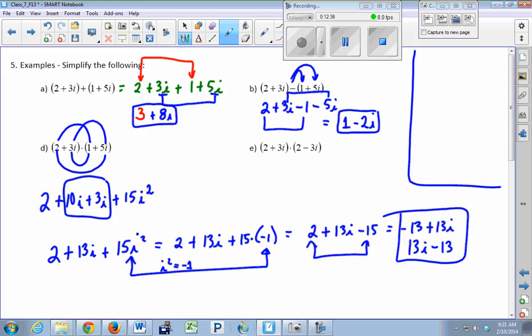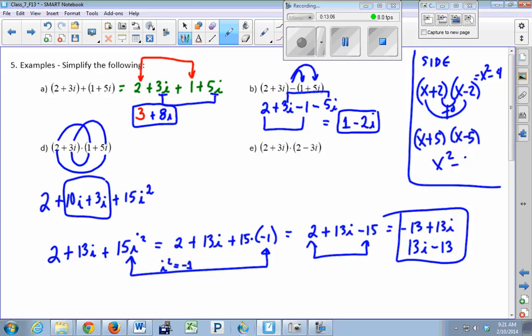Let's do a little side note here. We notice that whenever we have x plus 2, x minus 2, or x plus 5, x minus 5, where your factors look almost identical except for your operation, one is addition and one is subtraction, we know we don't get a middle term. The middle term goes to 0. So you just square the first term, you square the last term, and you put a little minus sign in between. That's how it always works. Guess what? It doesn't change with complex numbers.